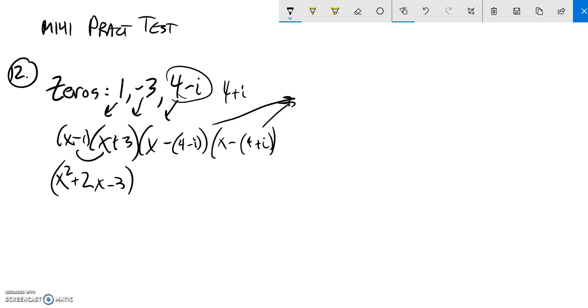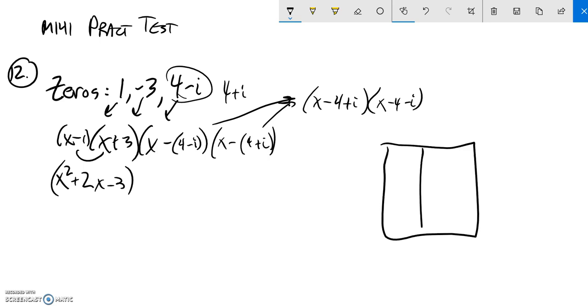Notice I could distribute that negative into there. So I have x minus 4 plus i times x minus 4 minus i. And there's a couple ways we've talked about doing it. I'm just going to power it out using that 3 by 3. So I have an x, a negative 4, and an i. I have an x, a negative 4, and a negative i.